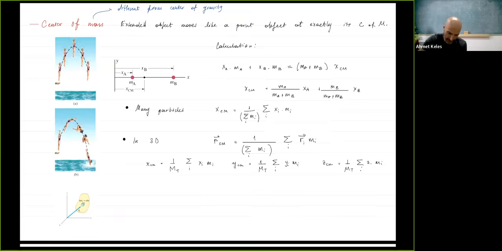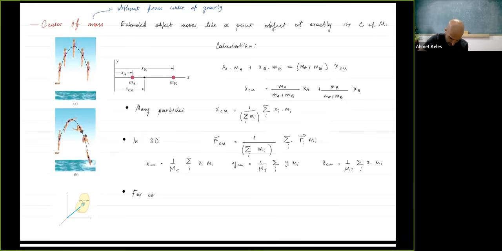And finally, if you have a system, they don't have to be discrete. They can be a continuum, right? So far in this problem and here, we are thinking about individual masses randomly spread in space, but we can have a continuum of masses. So let me consider that.